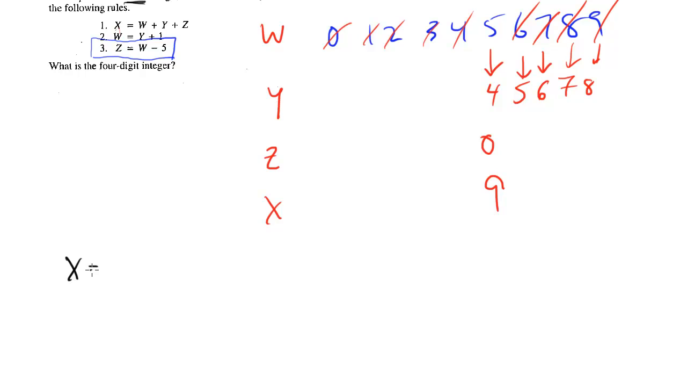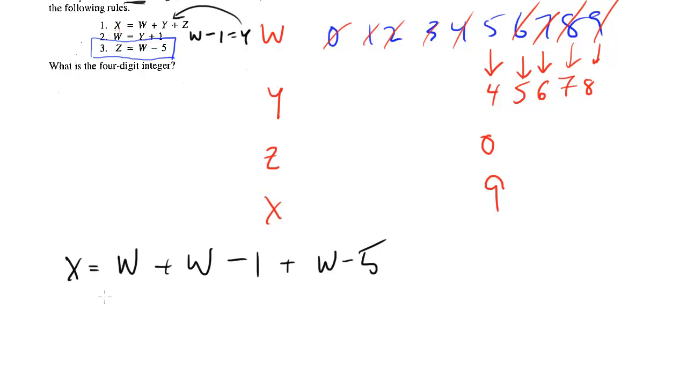So we have x equals w plus y plus z. Well, we know that w equals y plus 1. If we rearrange this, we'll get w minus 1 equals y. So let's make that substitution in here. So we get plus w minus 1. And we know that z is w minus 5, so we'll just make that substitution. And we get something like this, x equals w plus w minus 1, and so on. So finally, we get x is 3w minus 6. So what does this tell us?